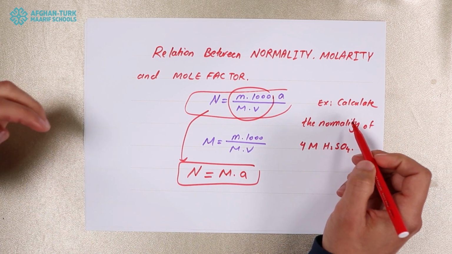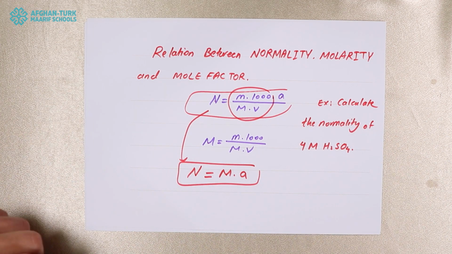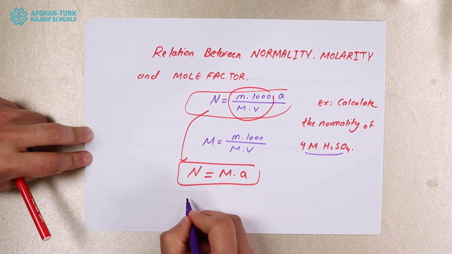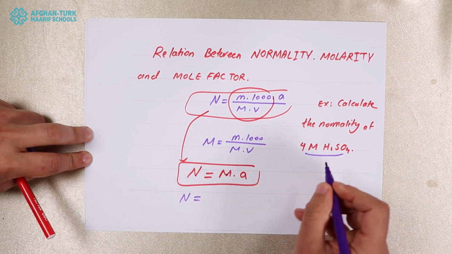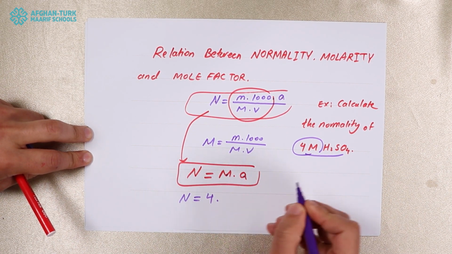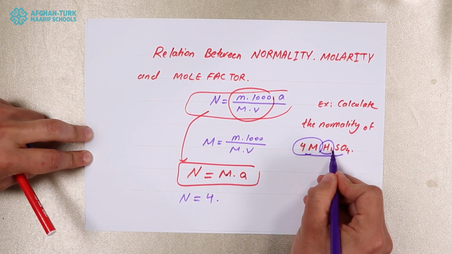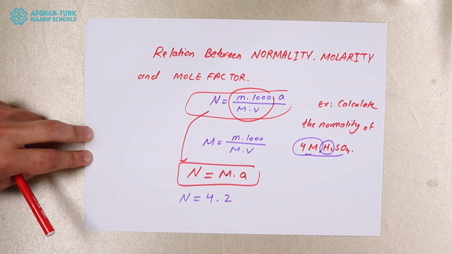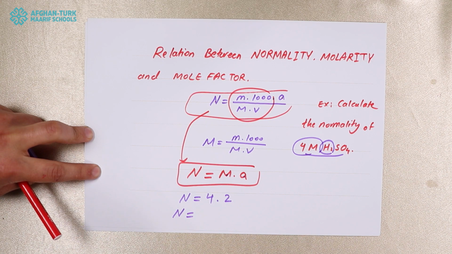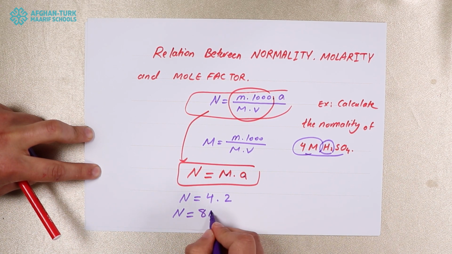Let's do an example, the last example in this session: calculate the normality of 4 molar H2SO4. Normality is equal to, what is the molarity in here? It is 4 molar. What is the mole factor? Because we have 2 ionizable hydrogens in here, the mole factor value is 2. When we multiply them together, it will become 8 normal.